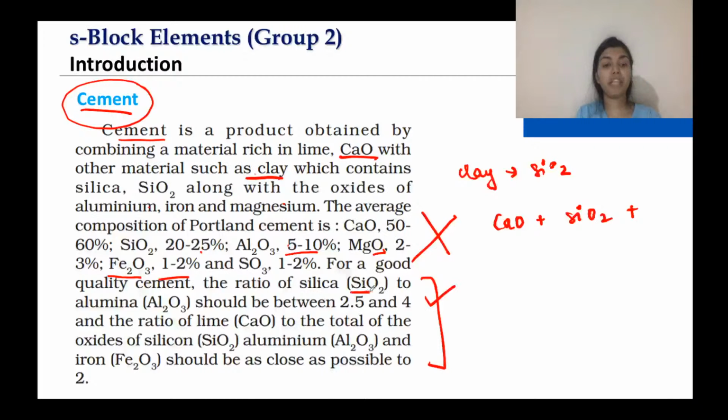The ratio of SiO2 to alumina, Al2O3, should be between 2.5 and 4 for a good quality cement, and the ratio of calcium oxide to the oxides of silicon, aluminium, and iron should be close to 2. This is only for general knowledge. If you want to skip it, you can skip that also.